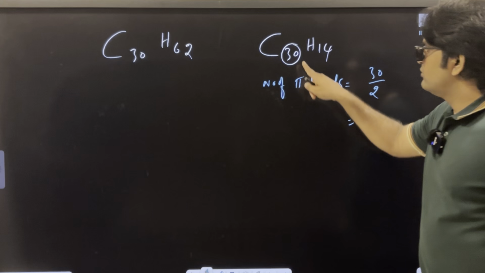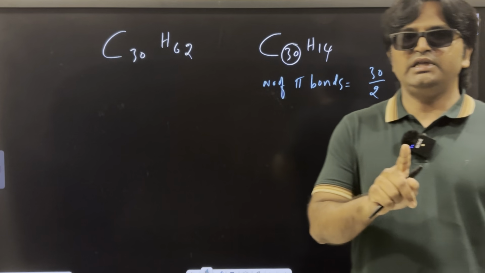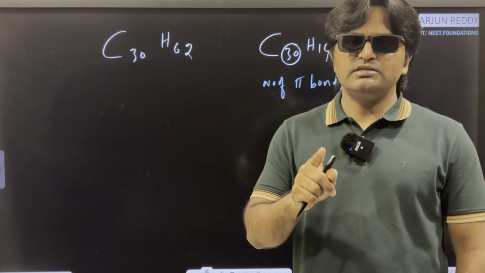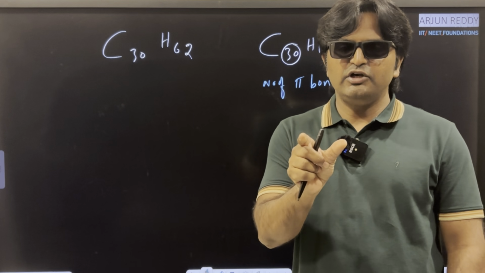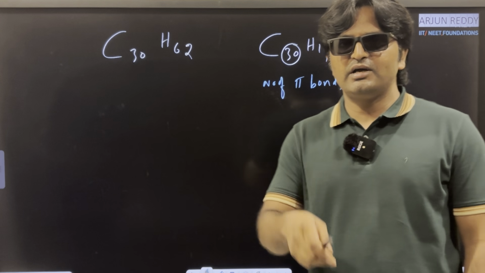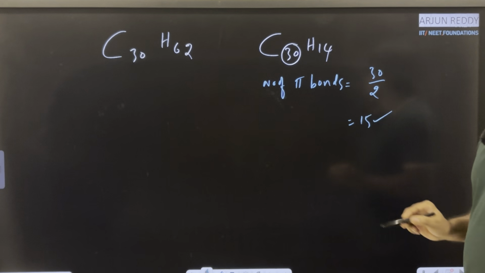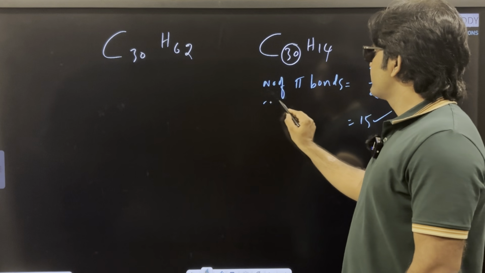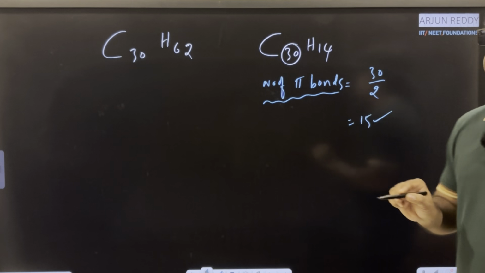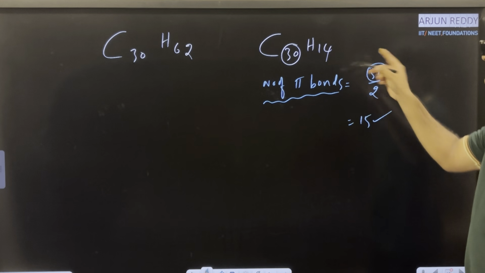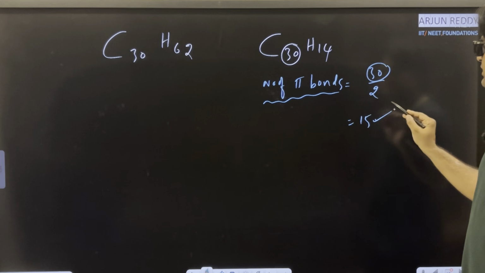Okay, so for example, if you are having 30 carbon atoms, to arrange a pi bond between two carbon atoms, we require how many carbon atoms? 15 carbon atoms. Now here in this method, number of pi bonds equals the number of carbon atoms in the given compound divided by 2, so you are getting 15.